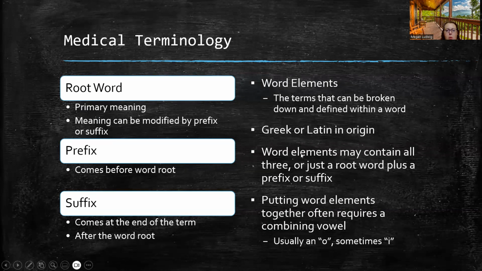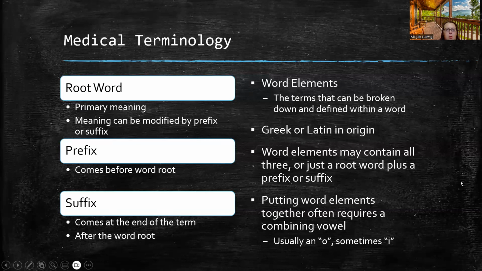So word elements may contain all three of these or just the word root plus a prefix or a suffix. So typically it's going to be a word root with a suffix. The prefix may or may not be there, like I said. So when you're putting word elements together, we often require a combining vowel. It's usually just to make it easier to say, so it flows better. Usually our combining vowel is an O, sometimes it's I, very rarely, but sometimes.